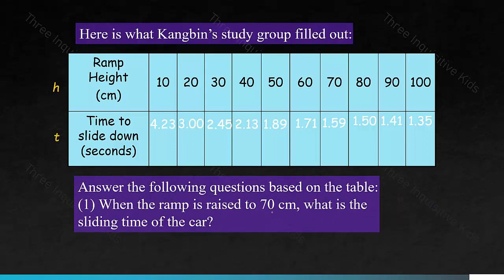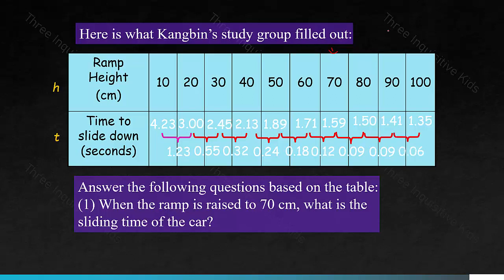When the ramp is raised to 70 centimeters, what is the sliding time of the car? So I want you to use this table. Well, when you get into this column, you can see that the sliding time was 1.59 seconds. And here you're seeing the difference between each of these values. As you can see, the time is getting shorter and shorter, so the car is starting to slide down faster and faster. And our answer for this first question is 1.59 seconds.